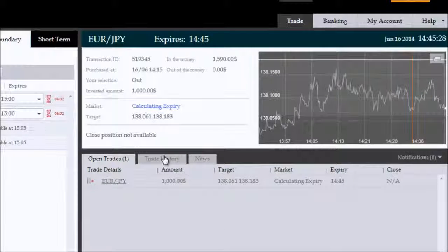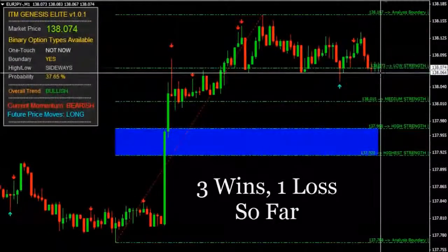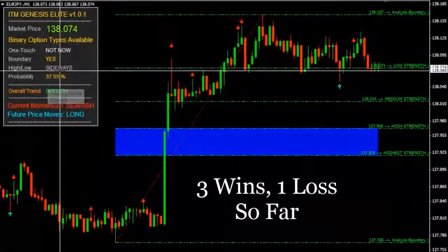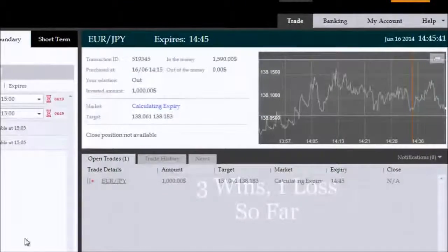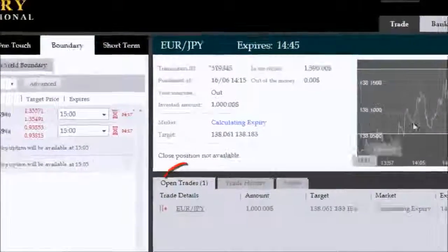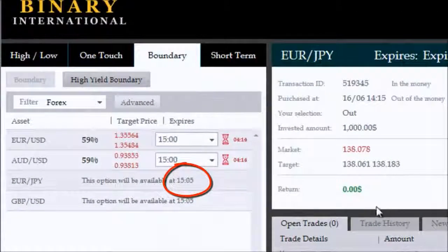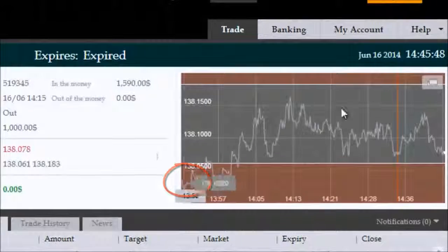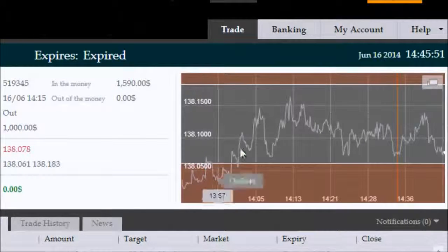We're not going to stop at the moment. We're going to keep looking for boundary opportunities. This is a loss. That's never a good thing. No problem. 3 wins, 1 loss so far, a total of 4 trades. Once the platform finishes calculating expiry, we'll come back to the charts. The option isn't available until 15:05, so we'll wait until then and come back just before the option becomes available again on the platform.